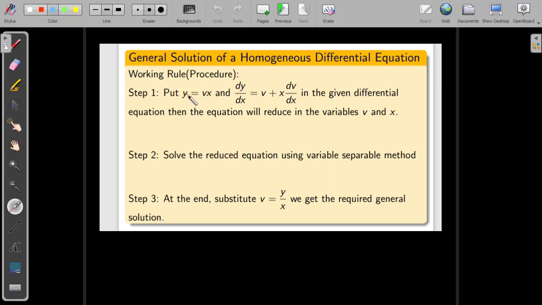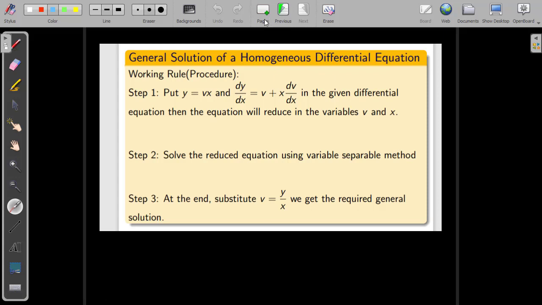Here we need to substitute the y value as well as the derivative value in the given differential equation, which will be reduced to variables x and v. Once the equation is reduced in v and x, we can adopt the variable separable method and solve the equation using it. At the end of the solution we will substitute v equal to y/x, and we get the required general solution of the given homogeneous differential equation.